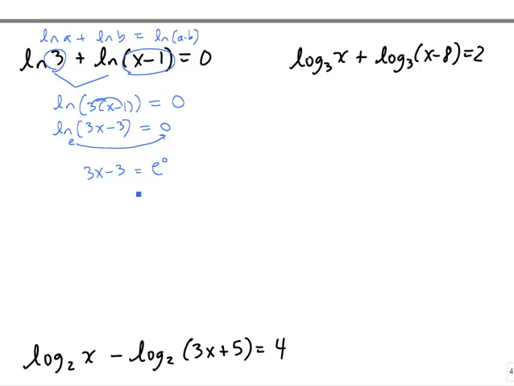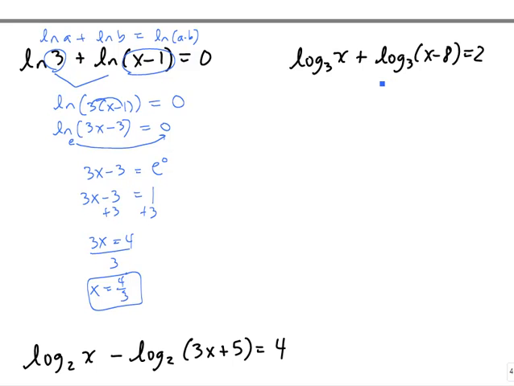e to the 0, or anything to the 0, is always 1. So we're just solving this linear equation. If I add 3, we get 3x equals 4. Divide through by 3, and we get x is 4/3. Doing a quick spot check, if I plug x back in up here, 4/3 minus 1 is positive, so we'll be taking the ln of a positive number, which is what we want, so this is a valid solution.